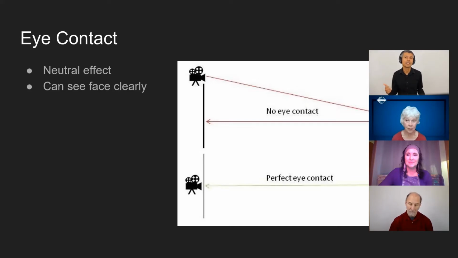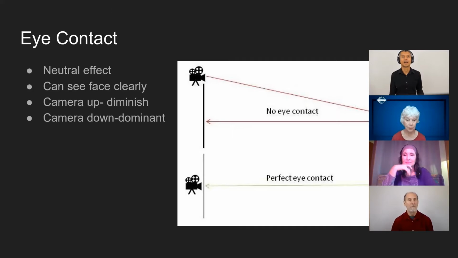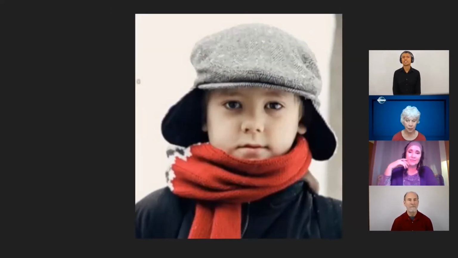55% of our communication is through our body language and our facial expressions. So that's why it becomes important. And as I said before, up and down. Look at this picture. Don't you think you feel connected with this boy?